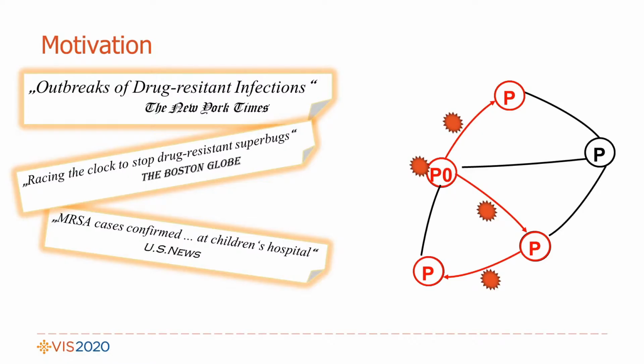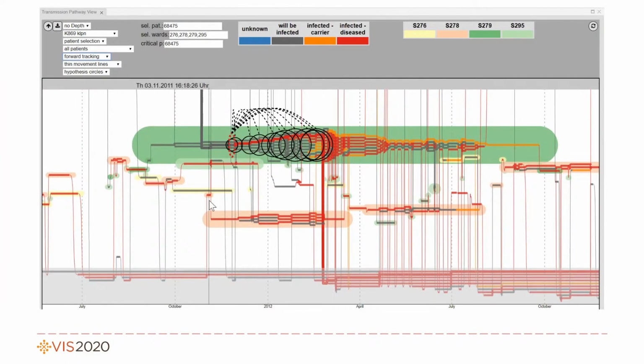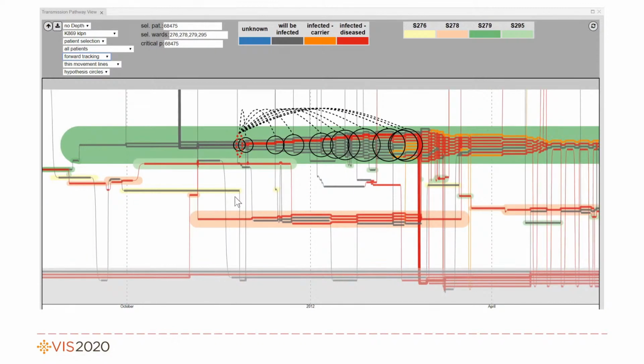The transmission of pathogens such as bacteria and viruses is an acute problem in hospitals around the world. Infection control experts need to monitor infections and determine transmission pathways. We developed a novel visual analytics system for the exploration of disease outbreaks. It combines several interactive views and a tracing interaction that allows to detect pathogen transmissions.